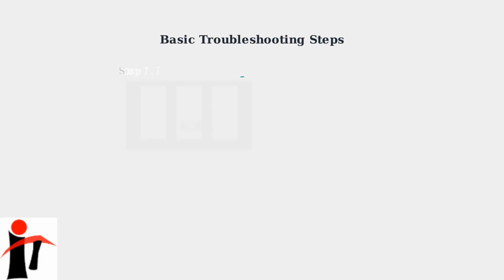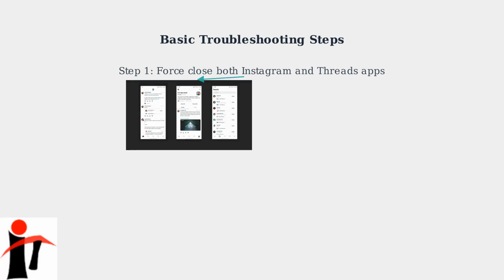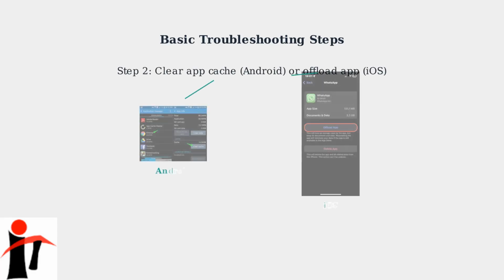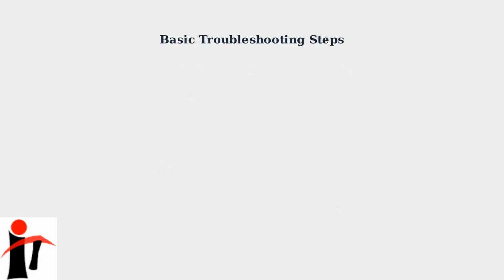Now let's walk through the basic troubleshooting steps that resolve most cases of this error. These simple steps work for about 78% of users experiencing the unmapped IG error. Step 2 involves clearing the app cache on Android devices or offloading the app on iOS devices. This removes temporary files that might be causing authentication conflicts.